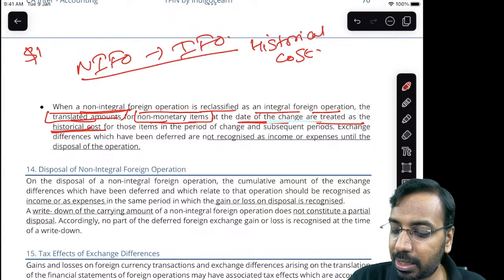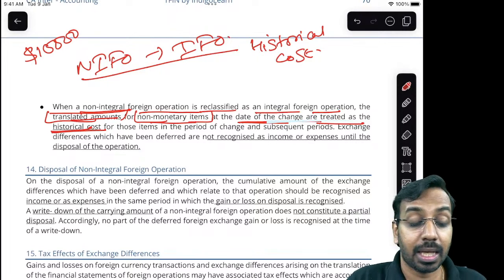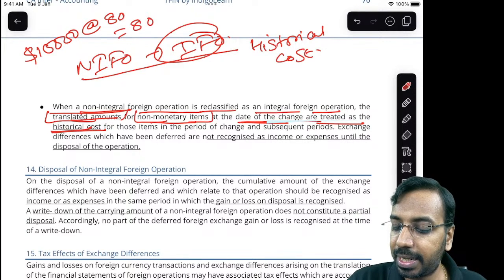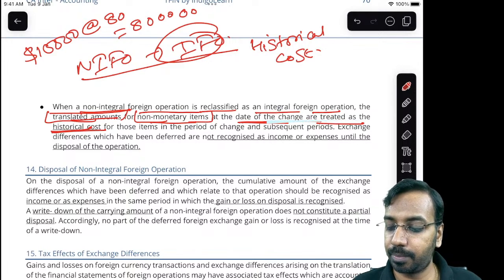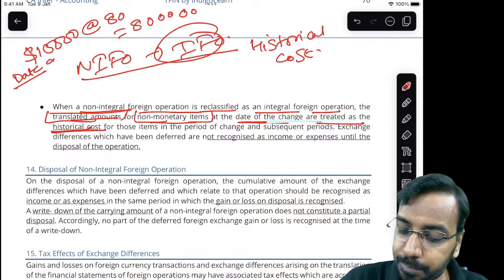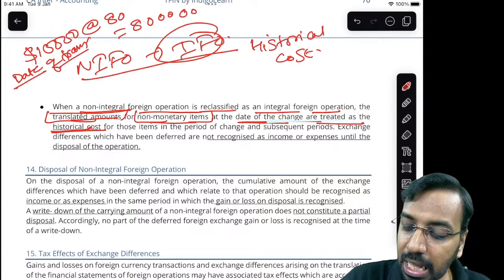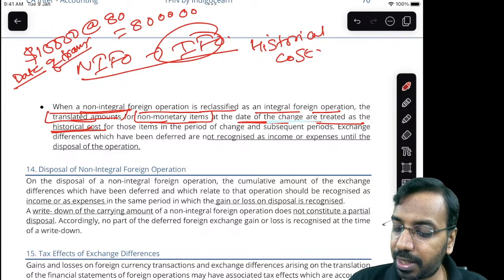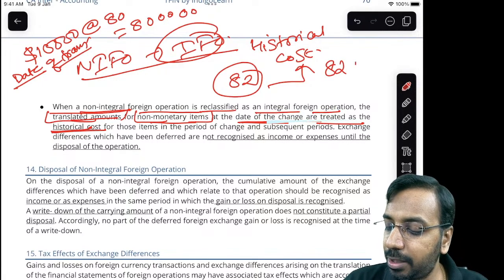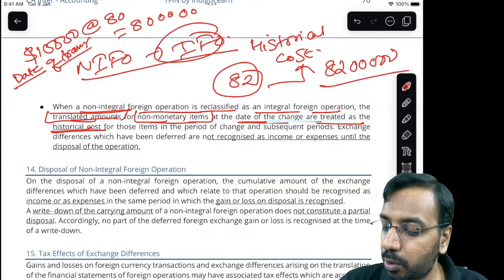Let us say $10,000. Actually, if it is integral foreign operation, if this 10,000 is at 80, you will value it at 80, 1, 2, 1, 2, 3. This is how you will value it. But this is on the date of transaction. However, on reclassification, let us say the rate is 82. Now the costing for you will be 82, 1, 2, 1, 2, 3. This is how you will do.